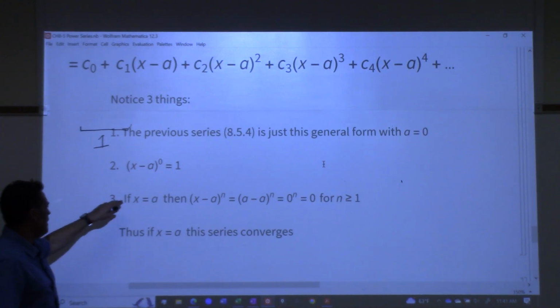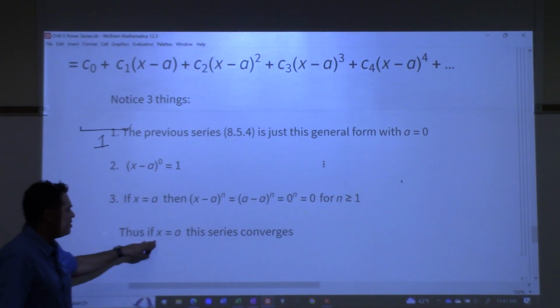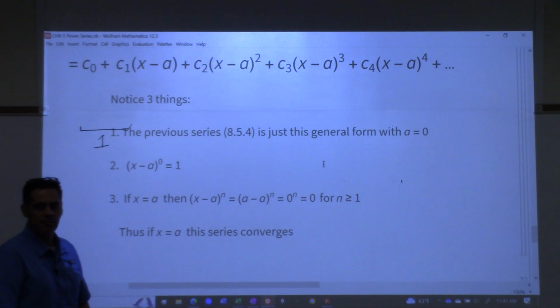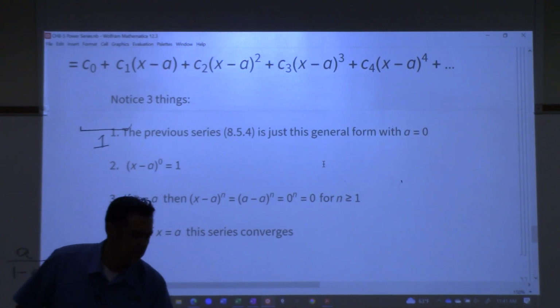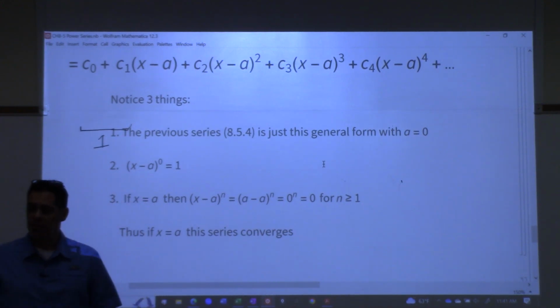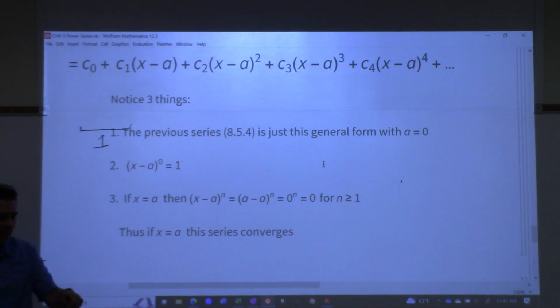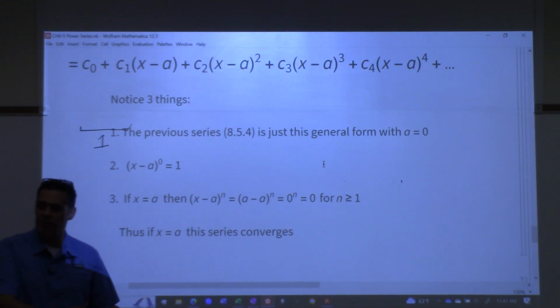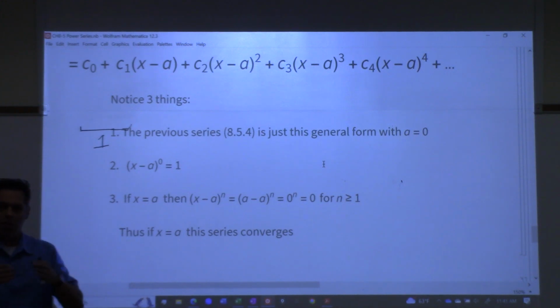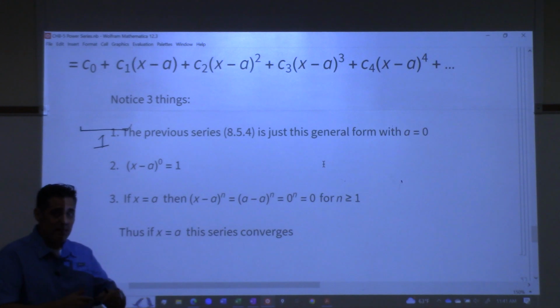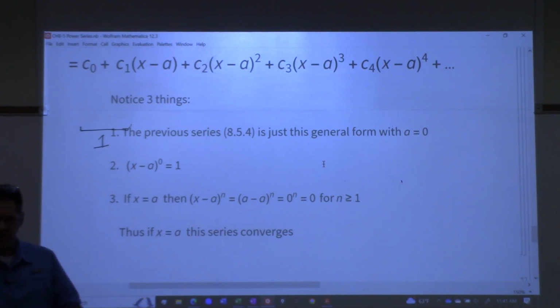So that's what this is. If x equals a, the series converges. For all power series centered at a, if x equals a, it's a convergent power series. For all power series centered at a, if x equals a, then the series converges. Which means for any power series, I can make it converge at at least 1 value.